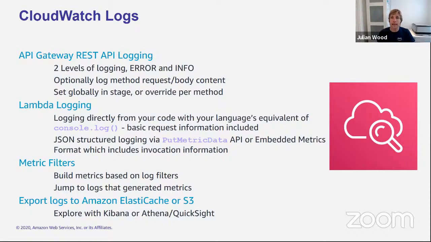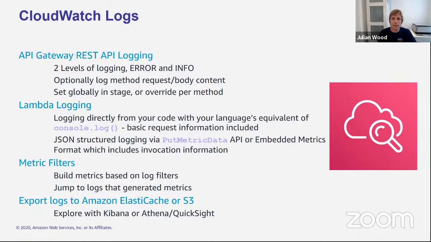For API Gateway REST APIs logging, you can either log globally in the stage, or you can overwrite the settings for individual methods. There's also CloudWatch logging available with the new HTTP APIs and WebSocket APIs. For Lambda, you can log directly from within your application code using a standard debugging console.log statement, or whatever the equivalent is for your function language of choice.